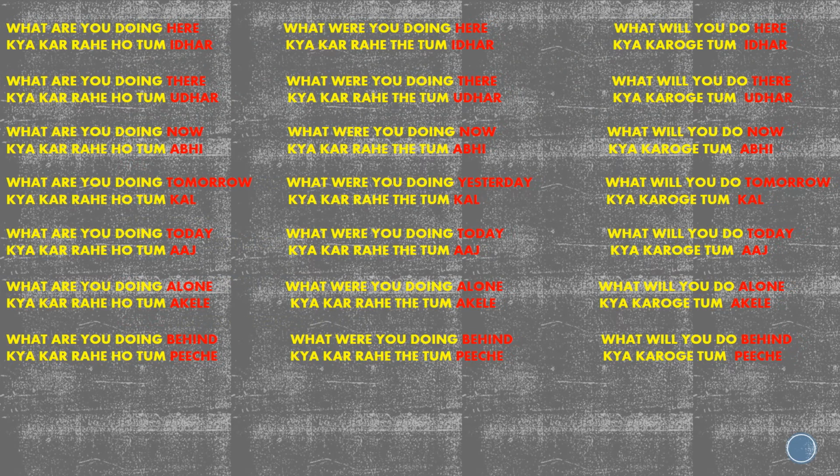Now you can see here, this is the same thing I've written, what are you doing, which is the base, the basic thing of this particular slide. Now we'll add the possibilities. For example, the first sentence you can see, what are you doing here? It says क्या कर रहे हो तुम इधर. Here the meaning of here is इधर.